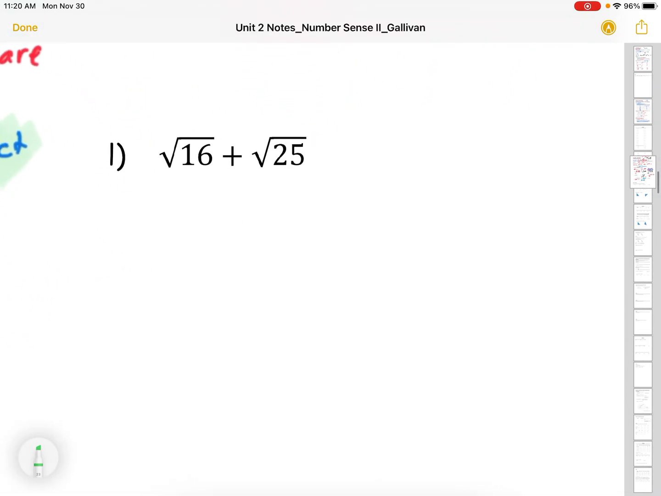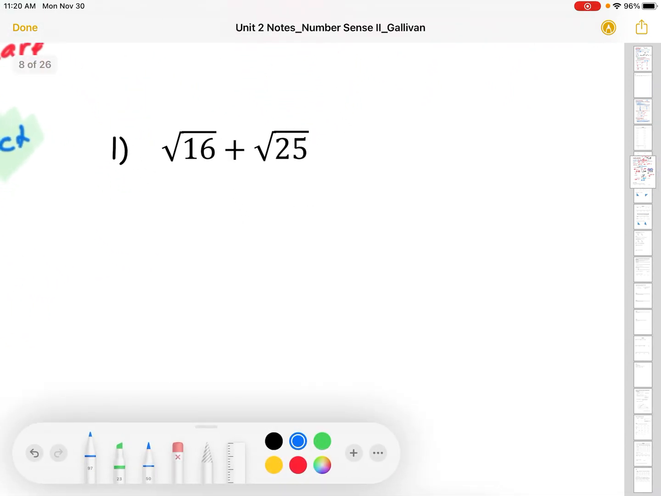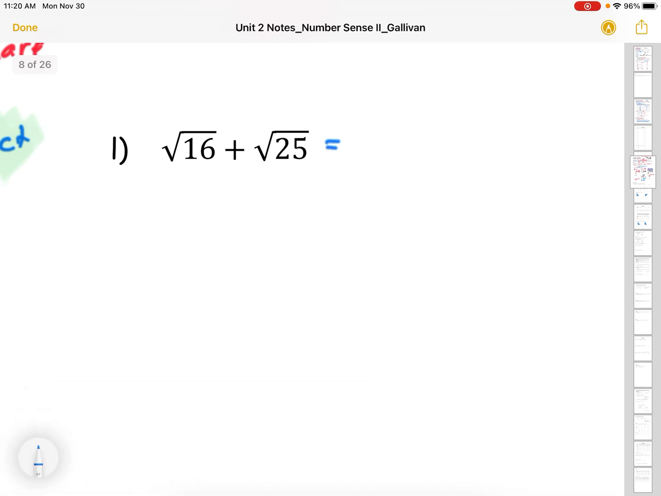Now here, it's an addition question. So what I have to do is find the solutions to each of them and then add. So the square root of 16, well, 16 is 4 times 4. So the square root of 16 is 4. And the square root of 25, 25 is 5 times 5. So that's 5. And then I would add them and get 9. Okay, simple as that. Alrighty.